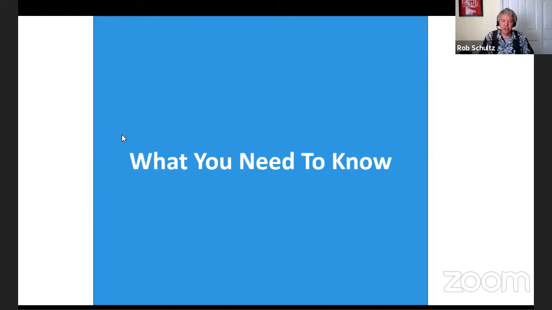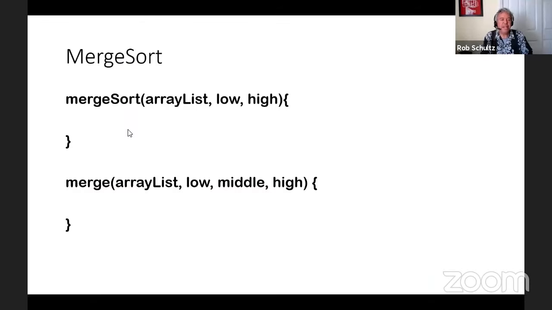So the first thing I'm going to show you, for this implementation of merge sort, there are actually 2 different methods involved. One of them is merge sort, and the other one is merge. So in the video, he described merge sort by saying that it's a divide and conquer, and that's exactly what these 2 methods do. The merge sort method divides, and the merge method conquers. It puts them all back together again.